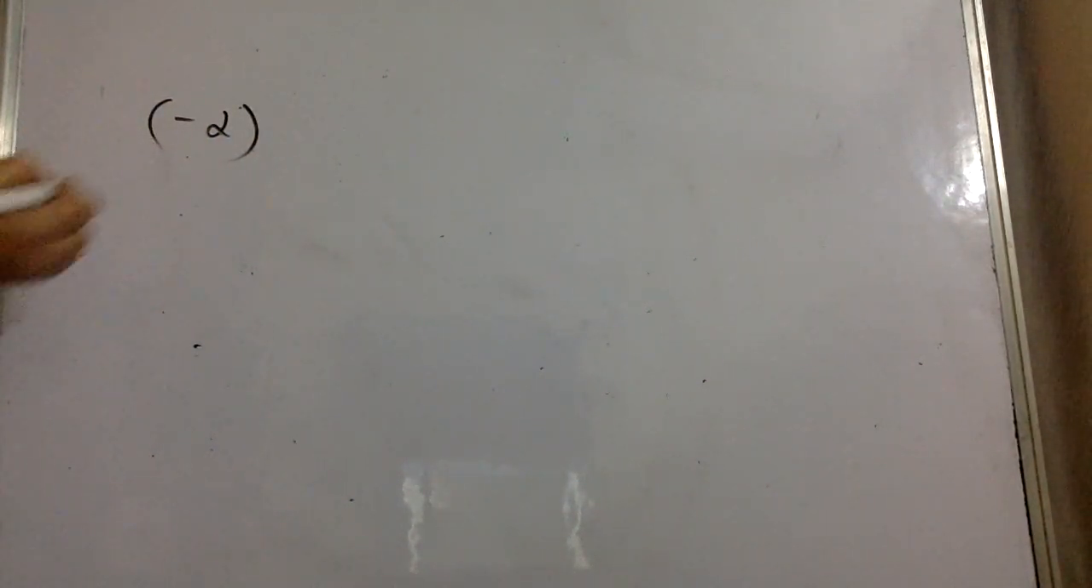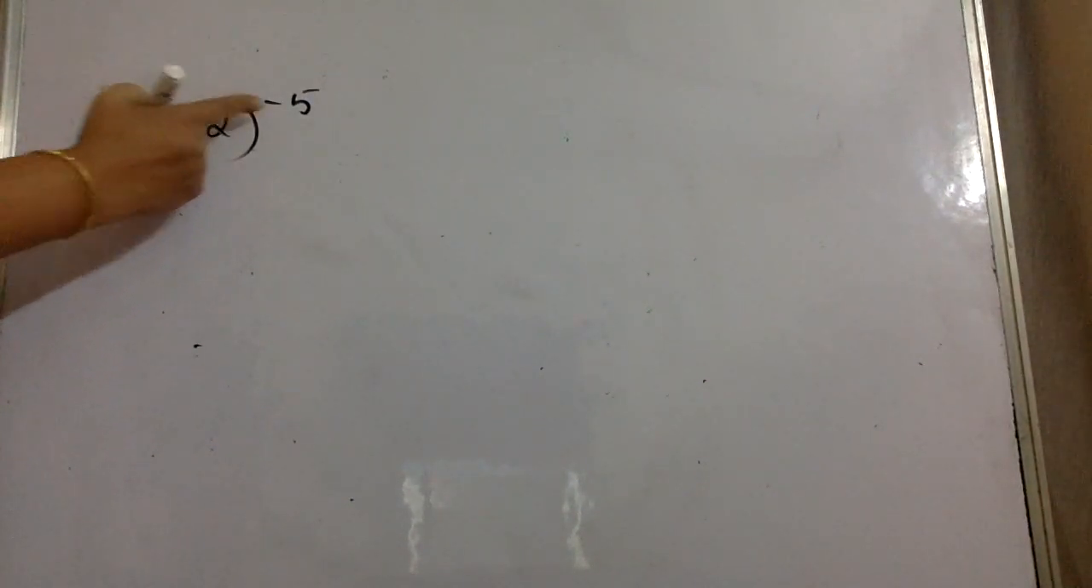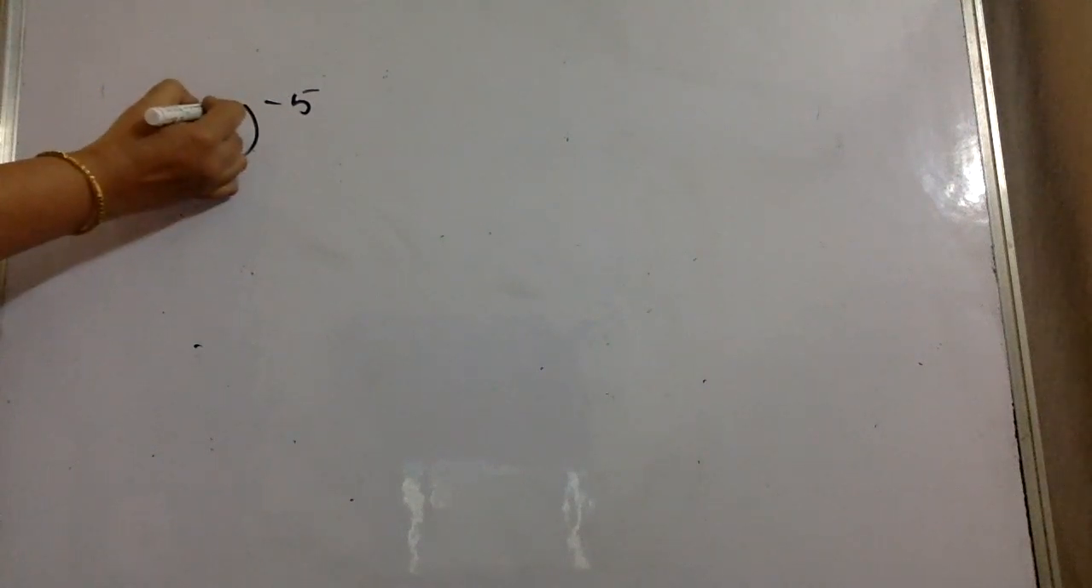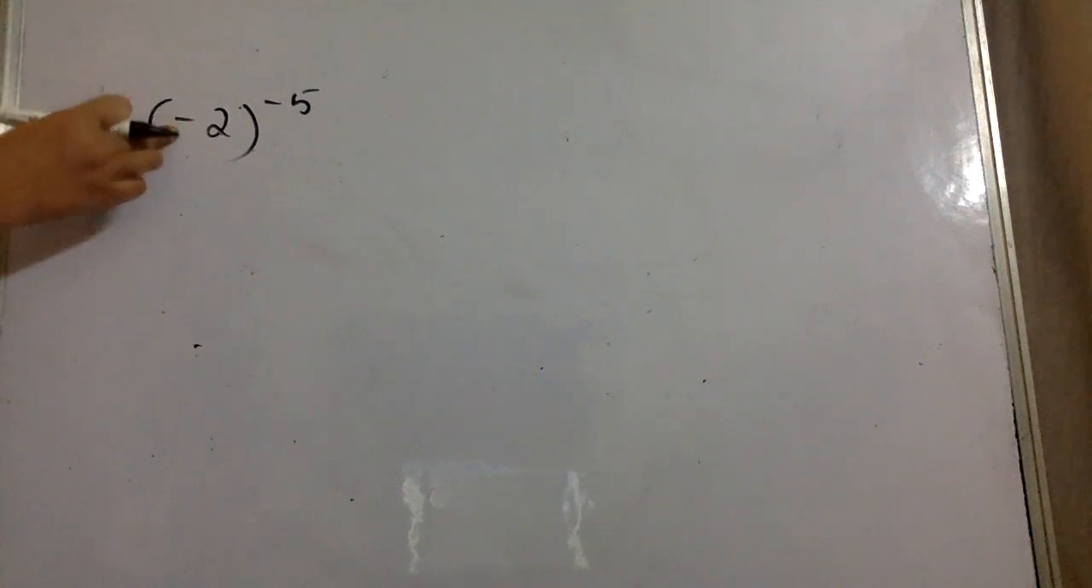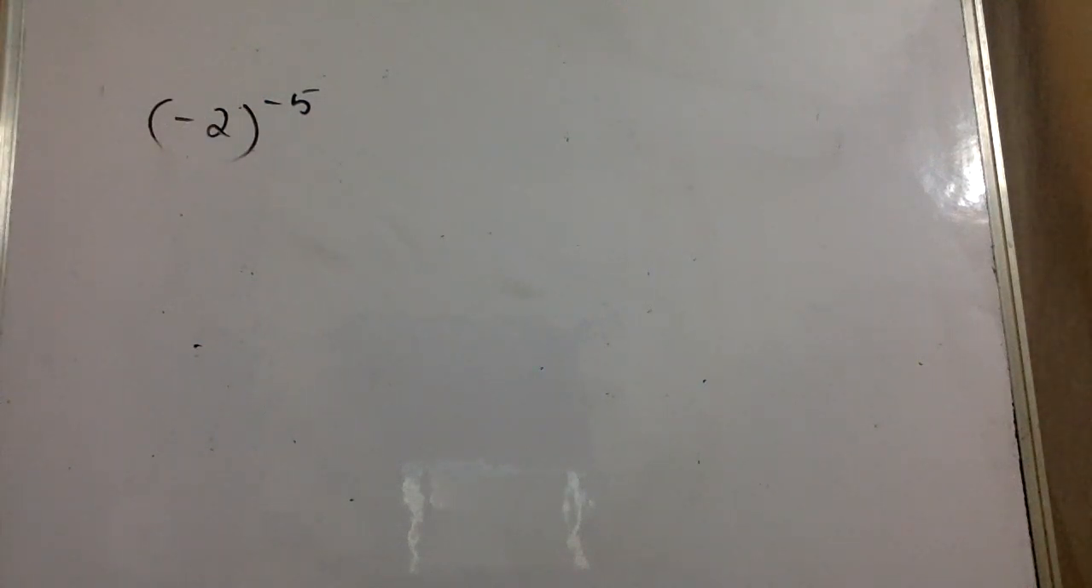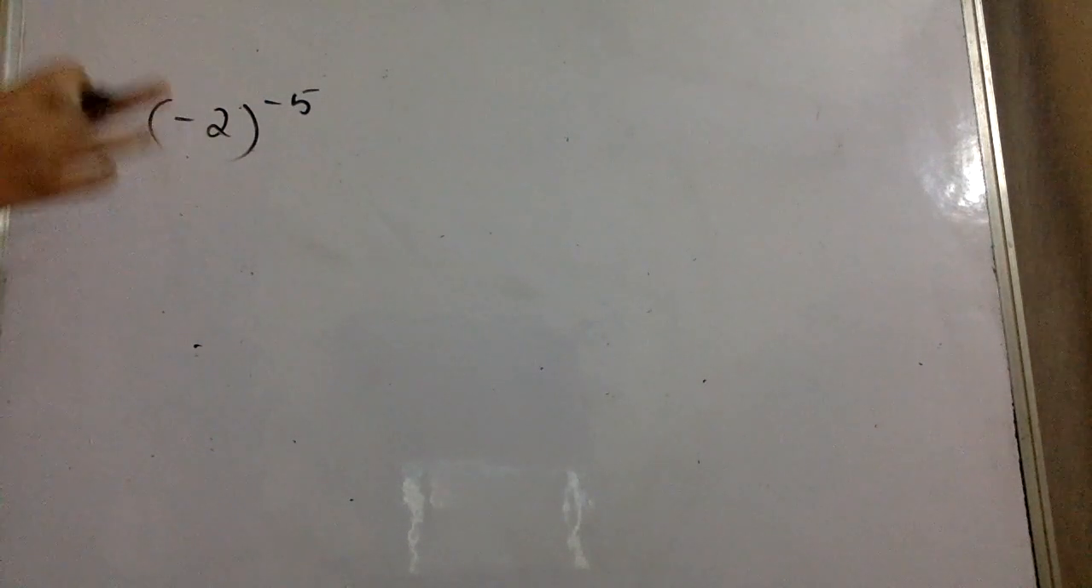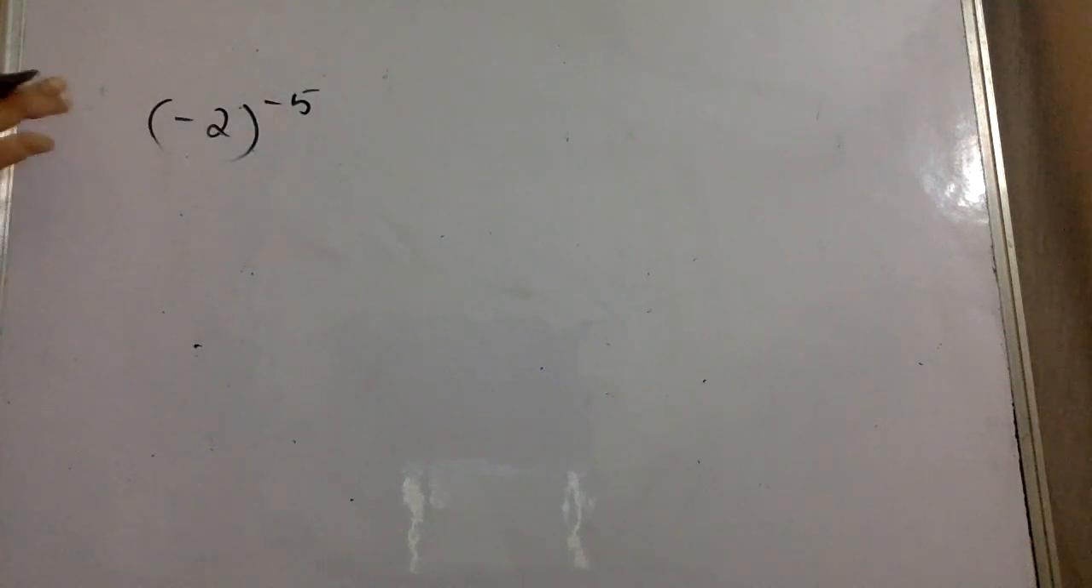Then let us take up the next one, which is (-2)^-5. Now you see there's a negative here and there's a negative here. As I've already told in my last videos, there's a very common tendency to multiply this minus with minus, and say I've got something plus. So please don't calculate with this and this. They are not supposed to be calculated ever.